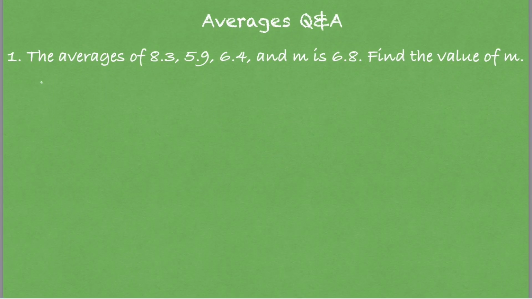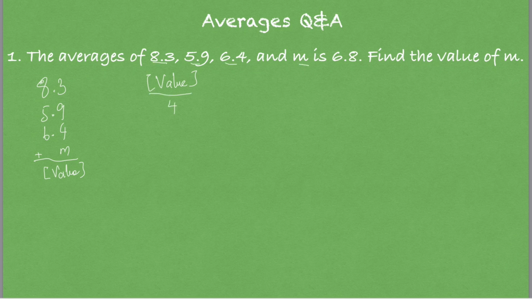Now it means that we sum 8.3 plus 5.9 plus 6.4 plus m to get a value. Then I divide this value by 4 because we have 4 numbers. The result is 6.8. To find this value, we multiply 6.8 with 4. The result is 27.2. If we subtract these 3 numbers from 27.2, we are going to find the value m.